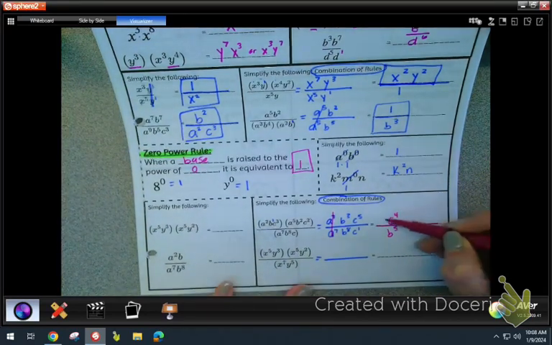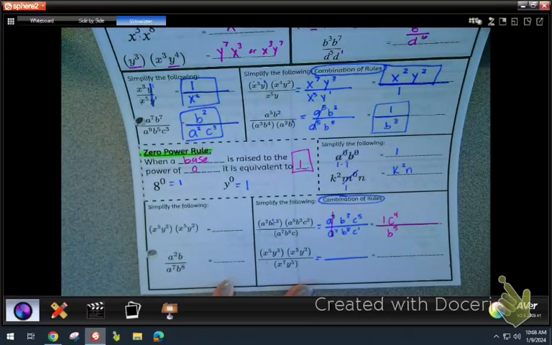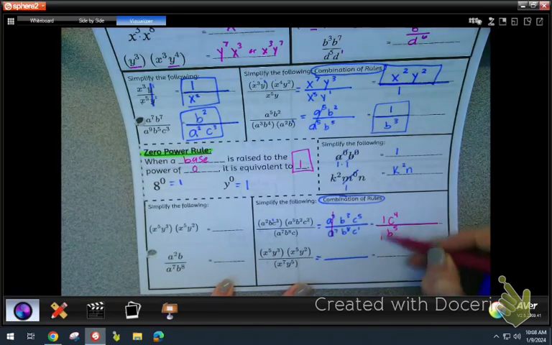Miles, you wrote in a 1. Is that okay if you write in a 1 at the top? Sure. Do you have to? No. No, but it's okay if you do. And so this is your answer here.